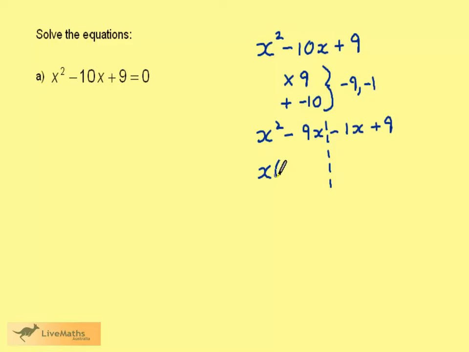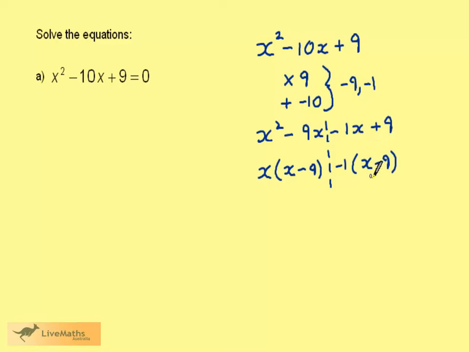There's a common factor of x here, and if I open a bracket, I get x minus 9. On the right, there's a common factor of minus 1, and if I open a bracket, I get x minus 9. Just checking, x times x is x squared, x times minus 9 is minus 9x. Minus 1 times x is minus x, minus 1 times minus 9 is plus 9.